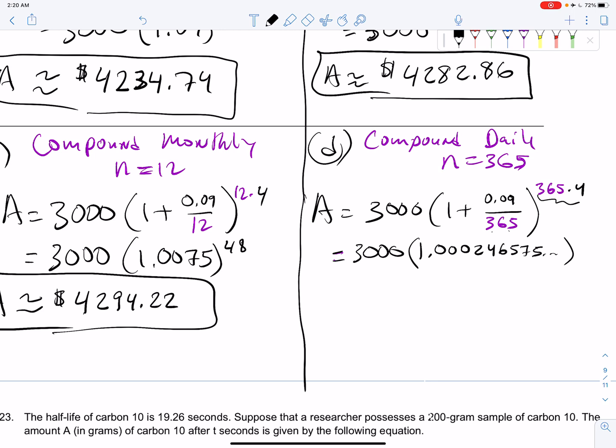My numbers are looking a little weird, so I've got to do it on the calculator. We've got 0.09 divided by 365. Then I add 1 to that, and that's my 1.00 blah, blah, blah. Then I've got 365 times 4, so this is raised to the 1,460th power. Let me do that real quick.